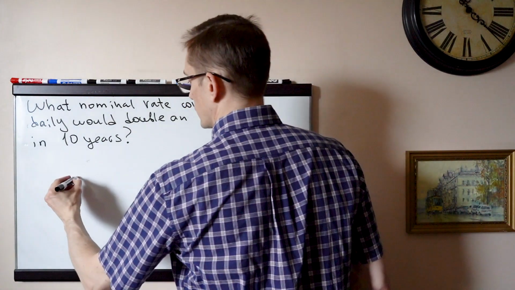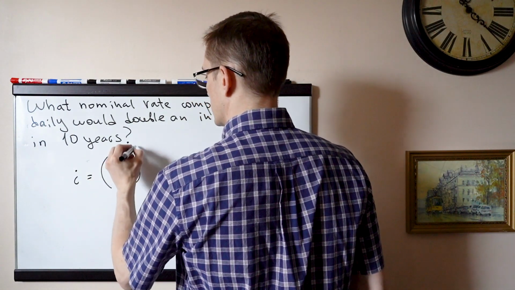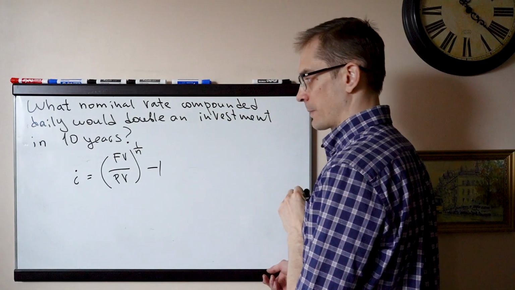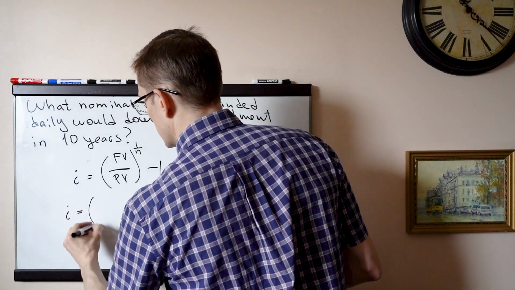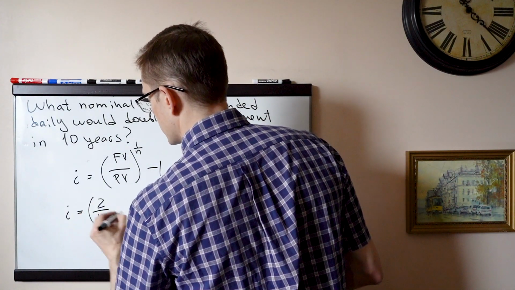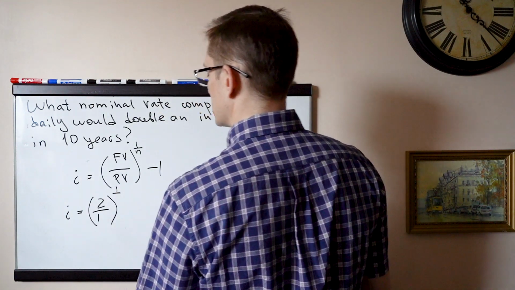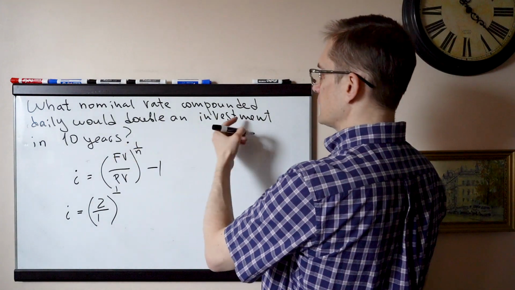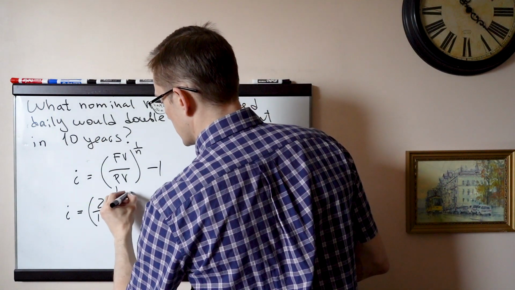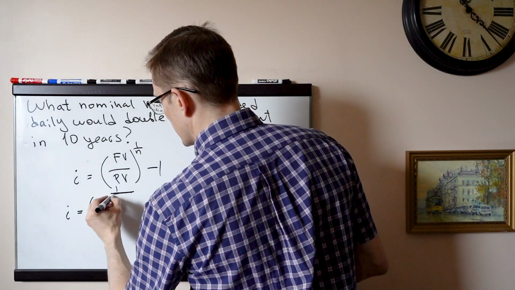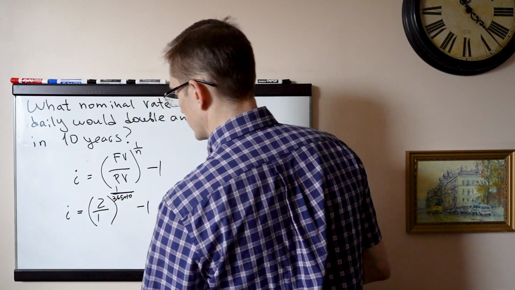Our formula for I is this: future value divided by present value, to the power 1 over n, minus 1. Okay, so as we just now agreed, your future value is 2, your present value is 1, so we are going for each dollar of the price. The rate is compounded daily for 10 years. So the exponent will be 1 over 365 times 10, and minus 1. See?